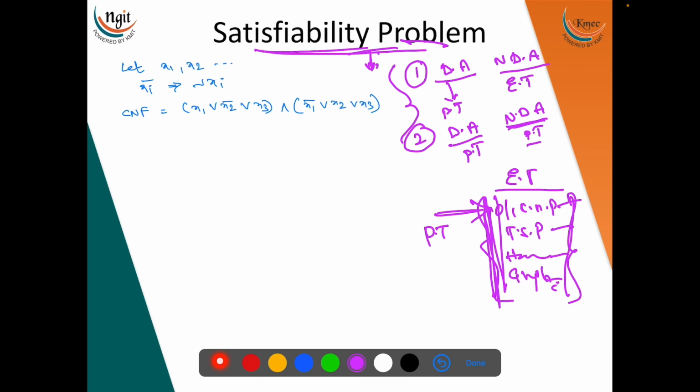Let's talk about what the satisfiability problem is. Consider a CNF formula, that is, a propositional calculus formula. It deals with a set of Boolean variables x1, x2 till xn, where each xi denotes a Boolean variable. When I say Boolean variables, the values of these variables are true or false. Now let x̄i denote the negation of xi. A literal is either a variable or its negation. These are literals, and you can find the literal or its negation.